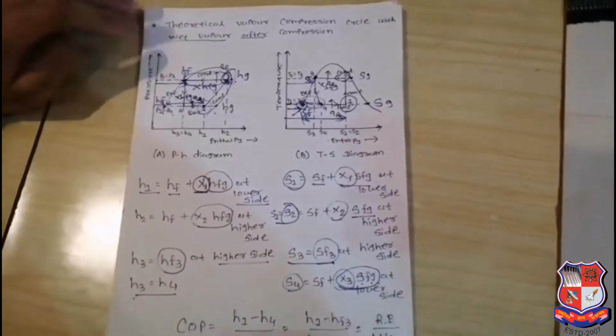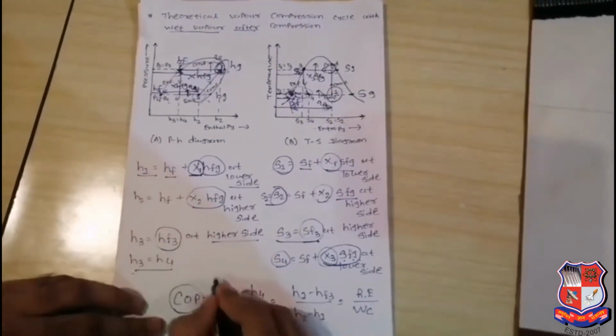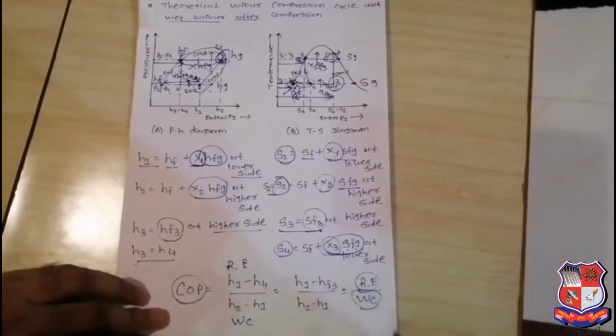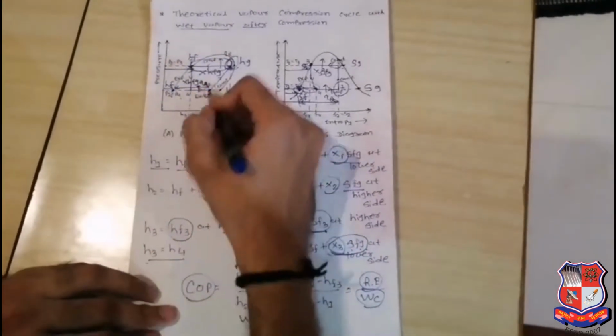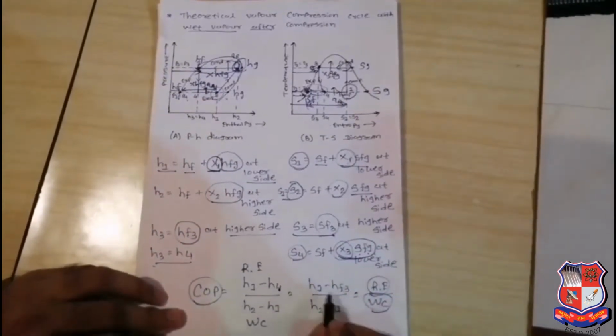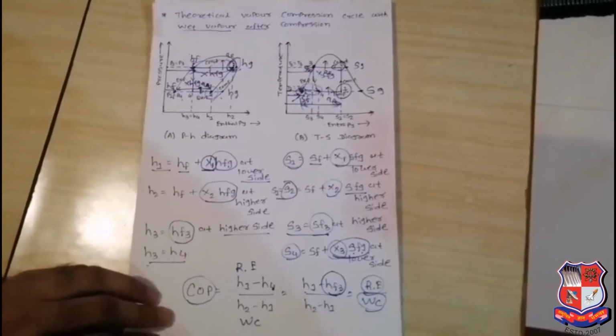Now we are going to discuss the coefficient of performance of this cycle and how to determine it. Similarly, it is the refrigeration effect divided by the required compressor work. You can see here, the refrigeration effect on the evaporator side is H1 minus H4. Similarly, the compressor work is H2 minus H1. Now H4 is equal to H3, so COP is H1 minus H3 divided by H2 minus H1.